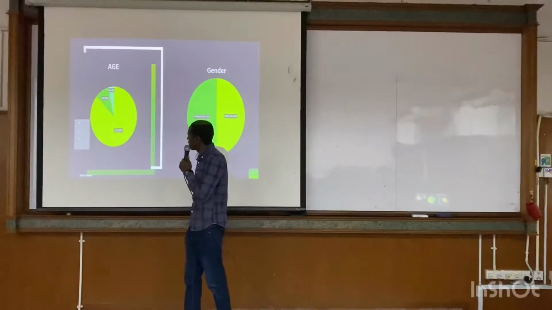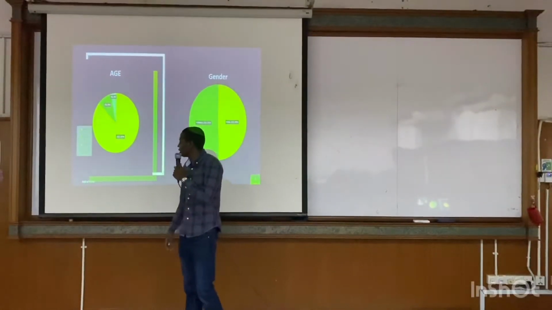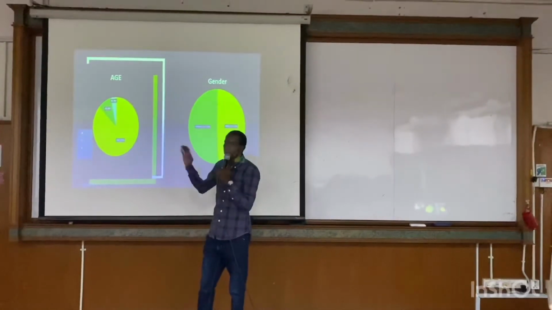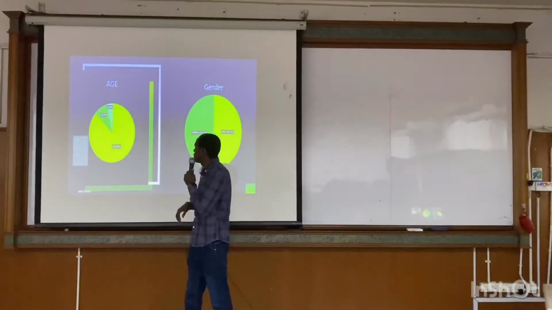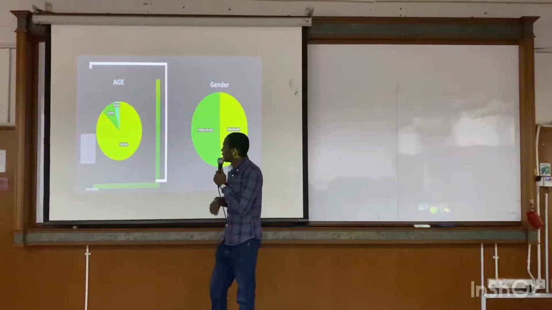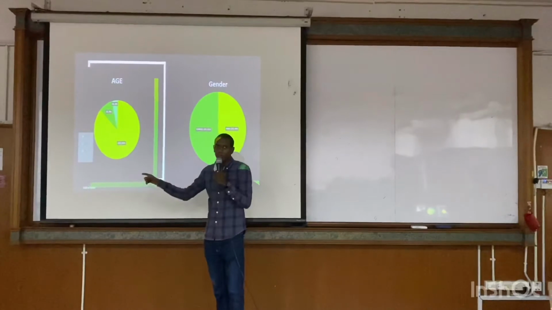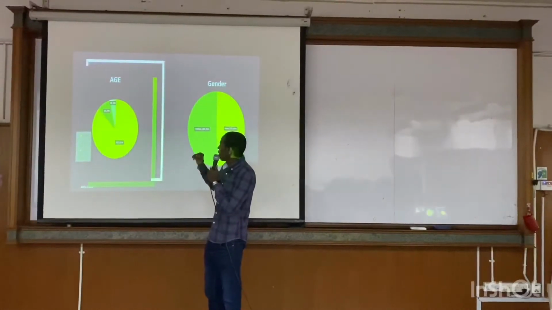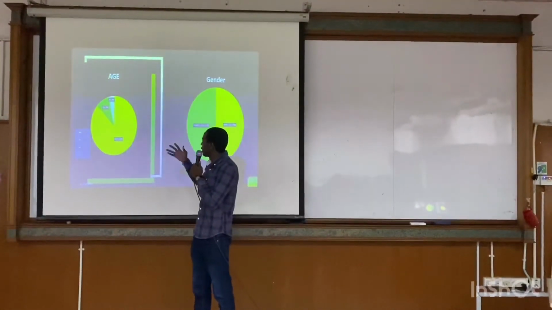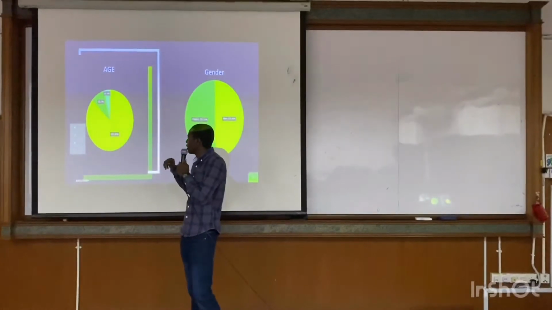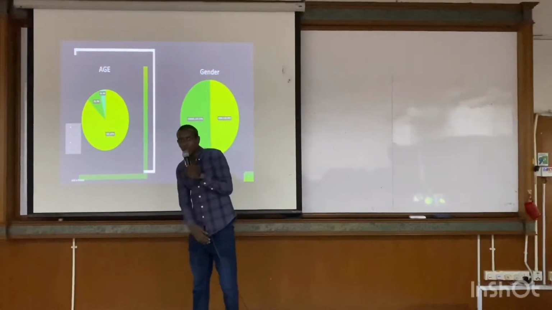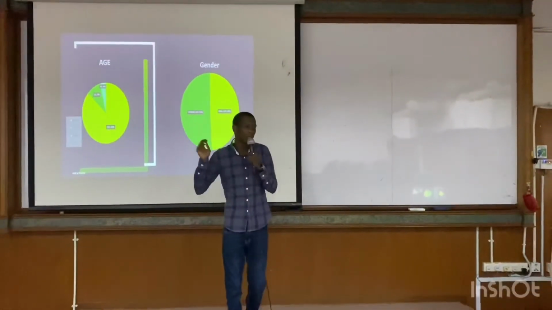Next is 35 to 40. We have 10 people who answered the question, which is 4%. Then 45 and above, almost none, very few. So this is the age of those who answered the survey among the students.